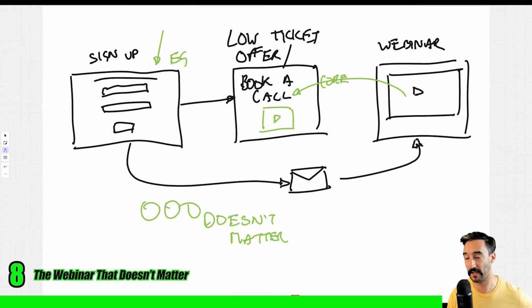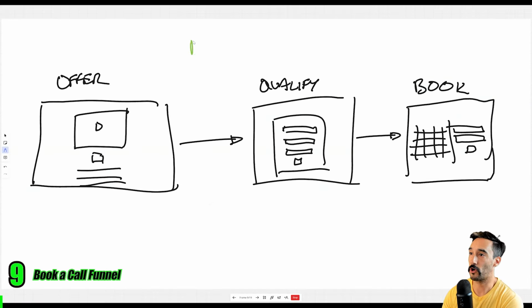Or my favorite thing that just used to fill up my calendar with leads is get them to book a call there and then and say, hey, rather than going through this on the webinar, why don't you and I jump on a call one on one and see if we can solve a problem within 10 minutes? This is what we call a book a call funnel.